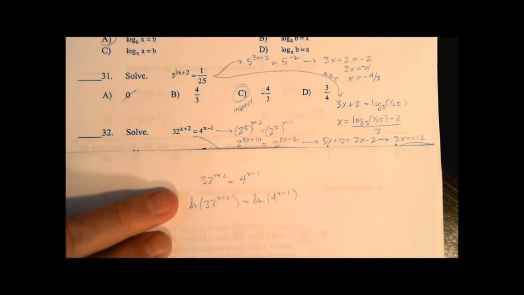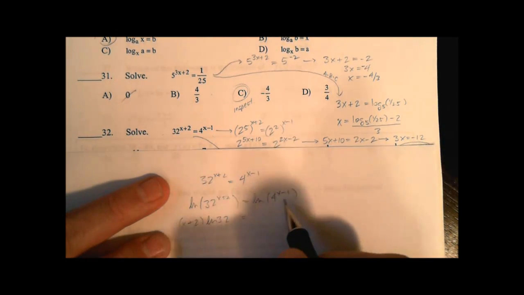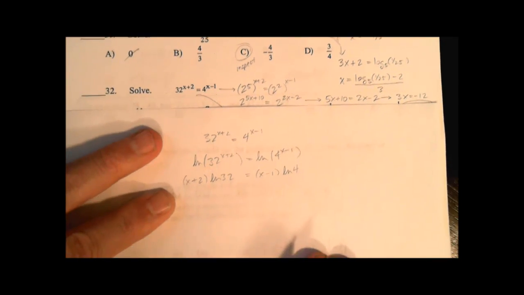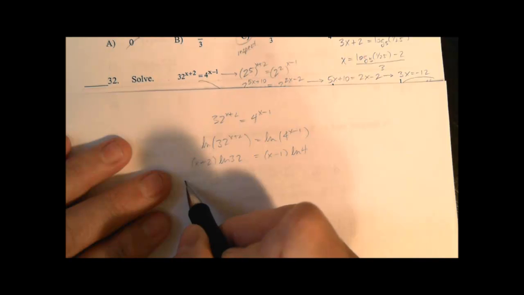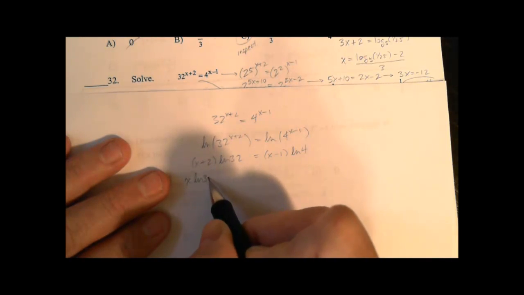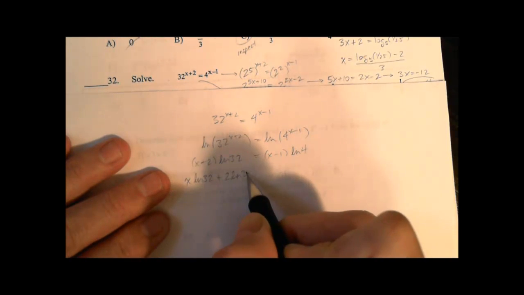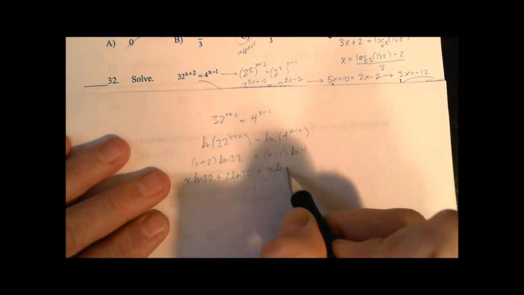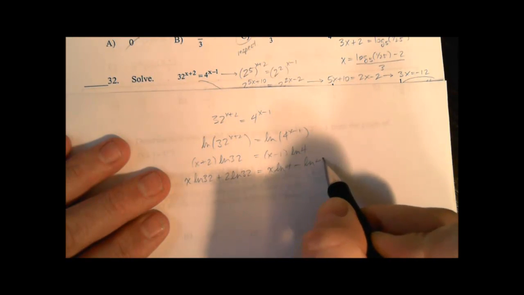So we get the natural log of the left-hand side equals the natural log of the right-hand side. Now, one of our properties of logarithms is that we can bring these exponents out front. And remember, natural log of 32 and the natural log of 4 are just numbers. And this is a linear equation in x, so x natural log 32 plus 2 natural log 32 equals x natural log 4 minus natural log 4.